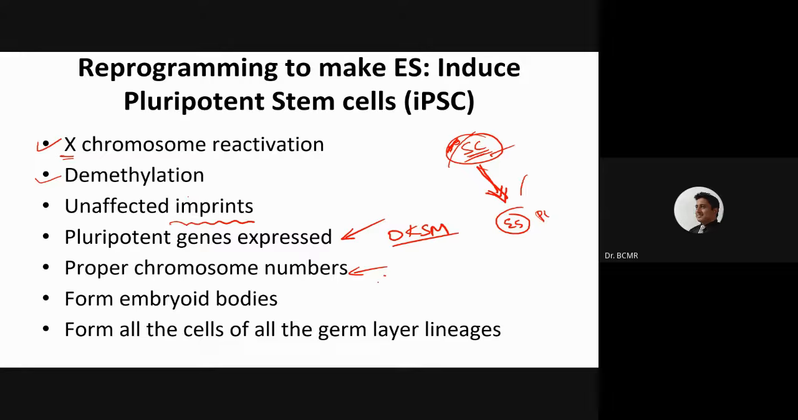If we have formed embryonic stem cells or induced pluripotent stem cells, they should be able to form embryoid bodies, and we should be able to demonstrate that they are pluripotent by their ability to form all cells from the three different germ layers: ectoderm, mesoderm, and endoderm.